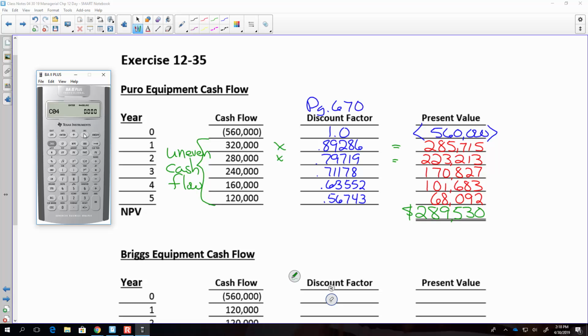F3 should be 1. Cash flow 4 is 160. Enter that for 1 year, so F4 should be 1. And cash flow 5 is 120. Enter that, and again, F5 should be 1 year. So a lot of numbers to key in. So the net present value then, oops.